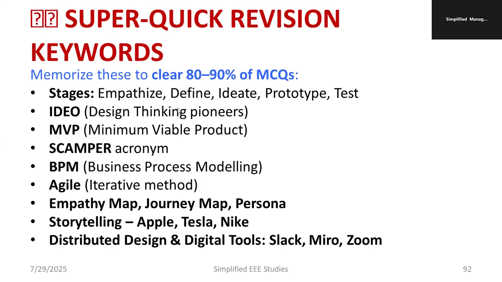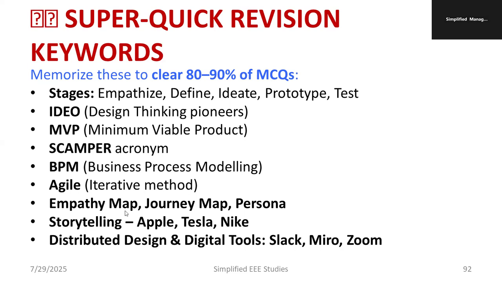By the way, I want to suggest a few more tips. A quick revision of the keywords, because keywords are very, very important, especially in this particular pattern of examination. Stages of design thinking, 5 stages: empathy, definition, ideate, prototype, and testing. You have to remember the 5 stages sequentially, starting from empathy, ending with testing. IDEO, design thinking pioneers. The first concept was developed in the IDEO company. Full form of MVP: minimum viable product. SCAMPER, it's an acronym. BPM, business process modeling.